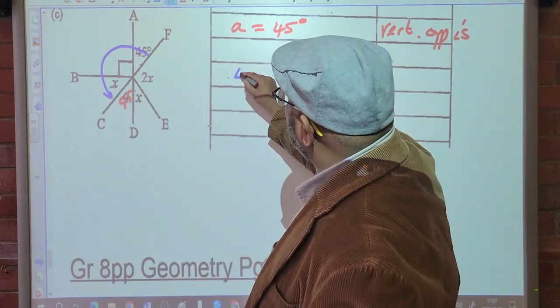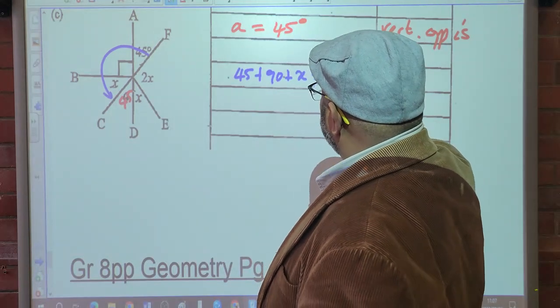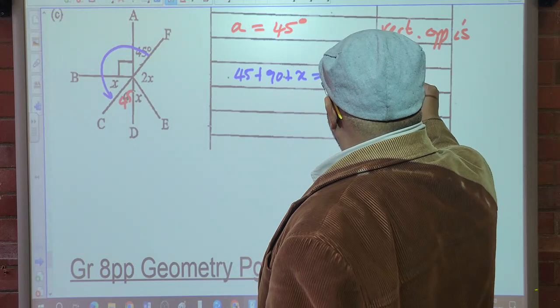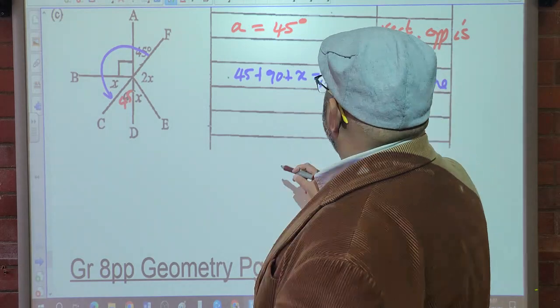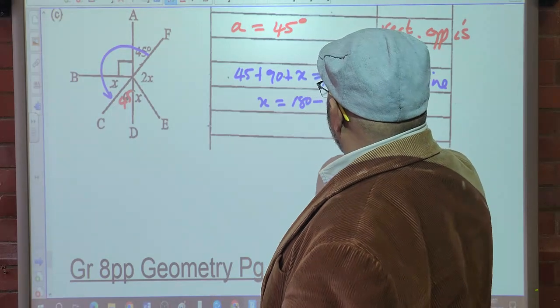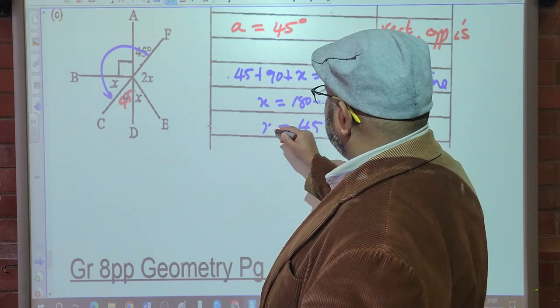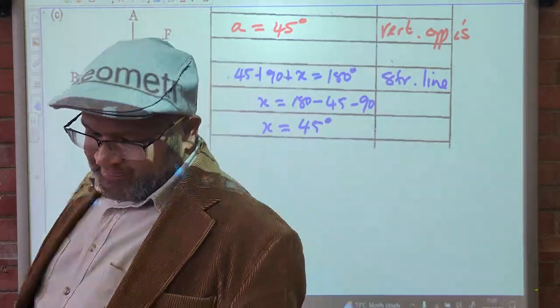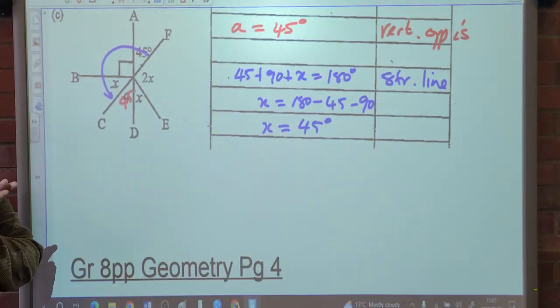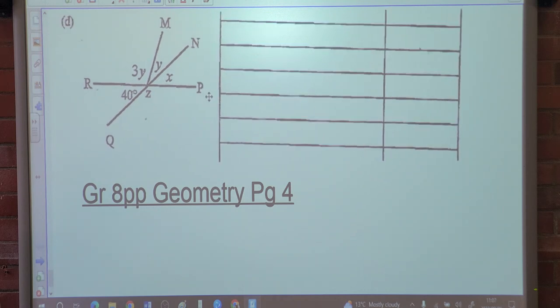So let's go with that. We say 45 degrees plus 90 plus x is equal to 180. Angles on a straight line. So x is equal to 180 minus 45 minus 90, which gives us 45 degrees. Alright, people, you guys understand? Let's look at D.